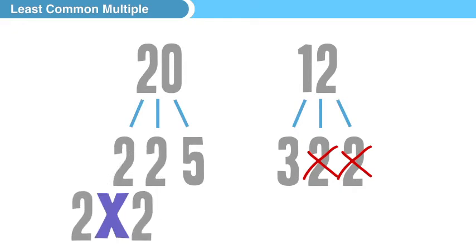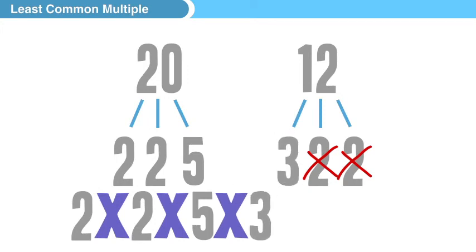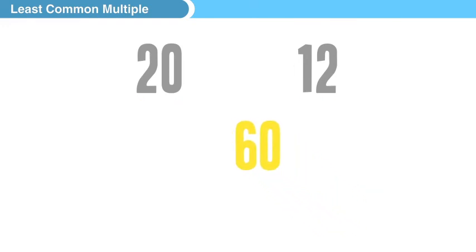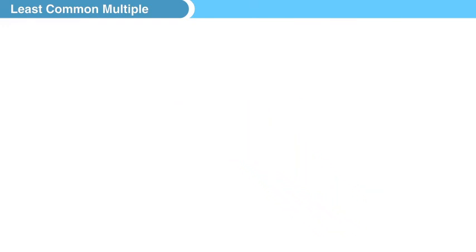So 2 and 2, we're going to multiply together. The next factor that I have listed is 5, so I'm going to add that to my multiplication. And then the next factor is 3. And there I have all of the factors, the maximum number of times they appear in either number, but not both. We multiply all those numbers together, 2 times 2 times 5 times 3, and we get 60. And that is the least common multiple of 20 and 12. And it's just that easy. 2 easy steps to find the least common multiple.